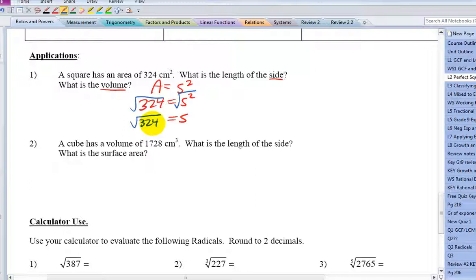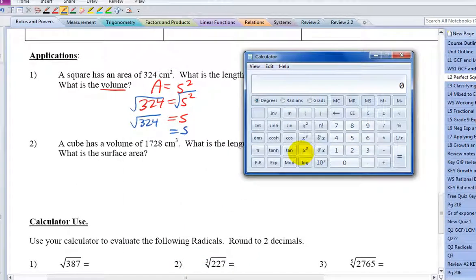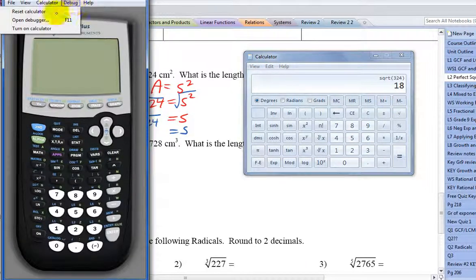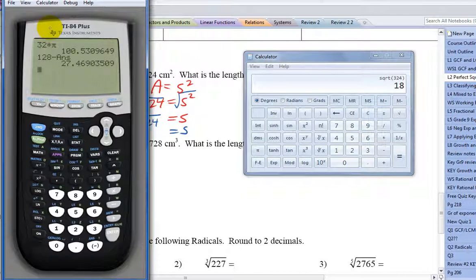Okay. So what does it equal? 18. So if you have an old school calculator like mine, you go 324, hit your square root button, voila, answer pops up. If you have a new calculator like a graphing calculator, you press the square root button, which for me I have to hit second function. If I hit 324, that takes the square root of it. But I should be really careful and make sure I put brackets around it so it doesn't take square root of anything else. Press enter, 18.